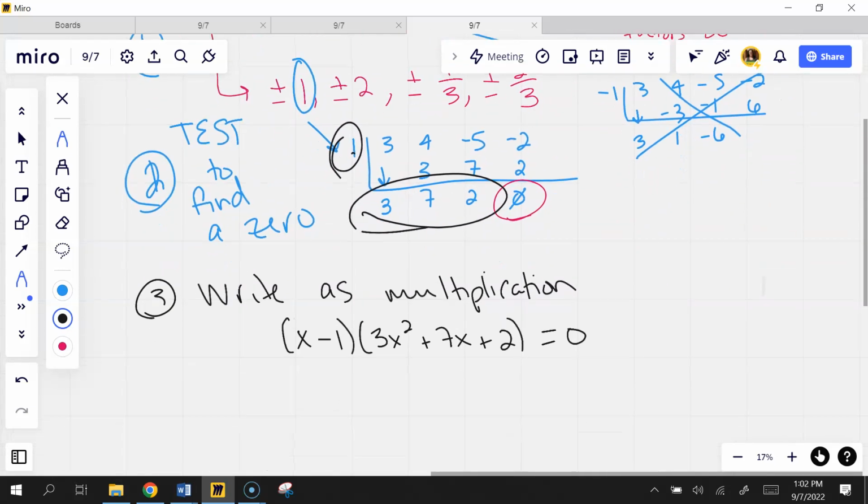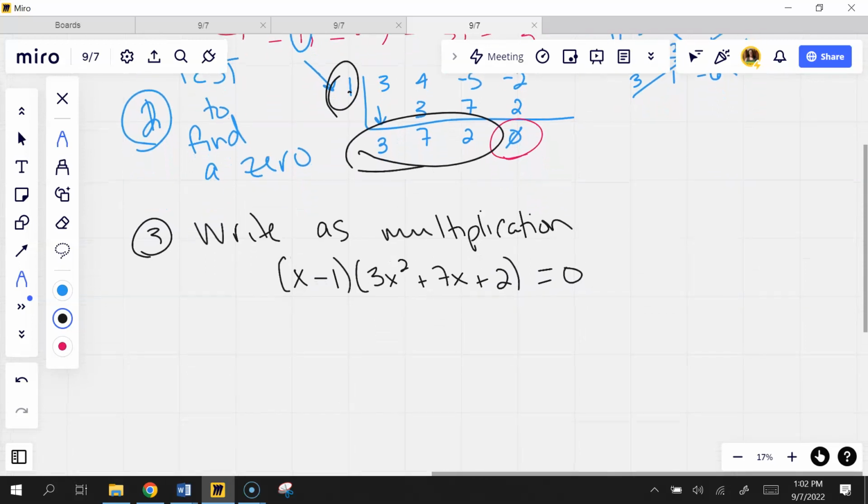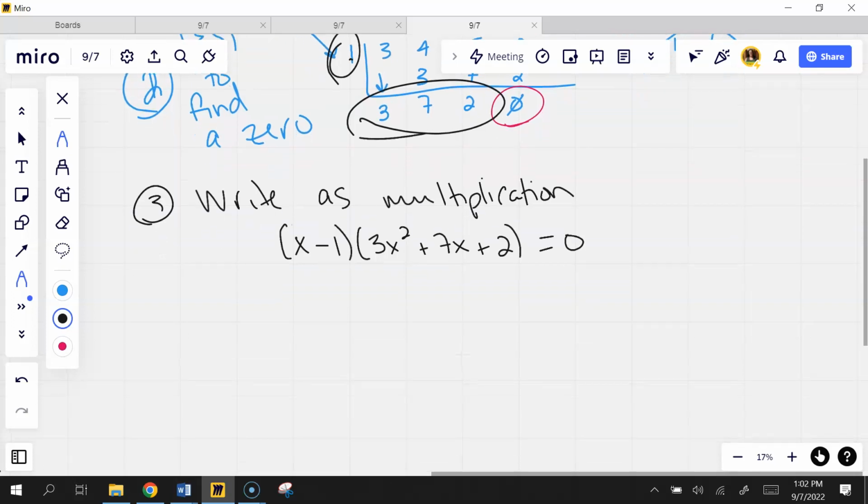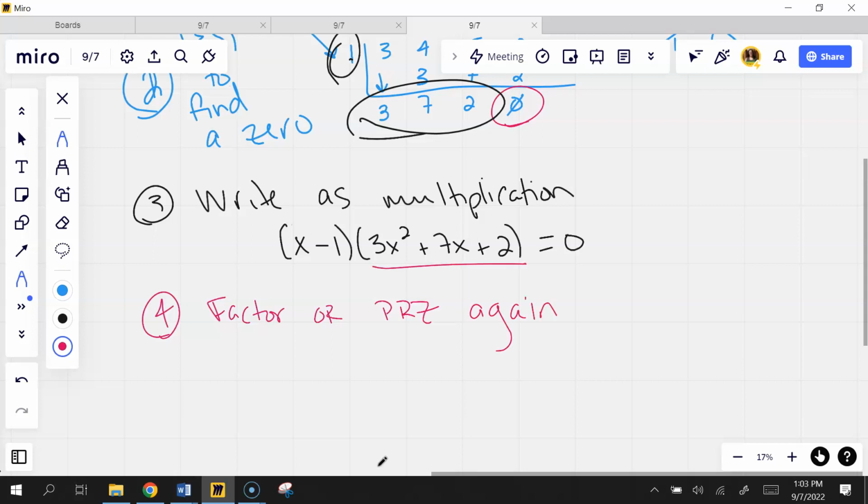I just rewrote it a different way. I'm trying to get it completely factored down so I can solve. Okay, so at this point, now this is an easy one. This is not really a pre-cal level, this is an algebra 2 level, but we'll ease into it. So now at this point, I want to factor what I can. So I'm going to say factor, or I might even have to PRZ again if it doesn't factor, okay? But the goal is to get down to where I can set each piece to 0 to find the zeros.